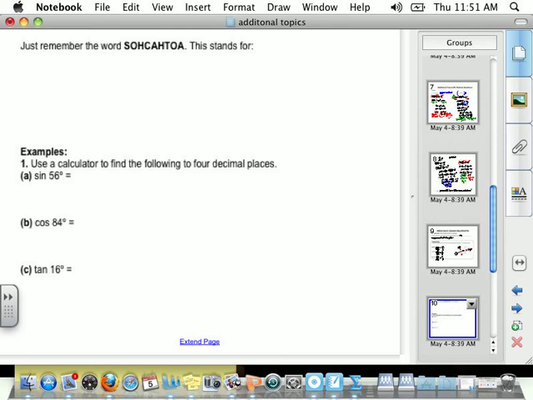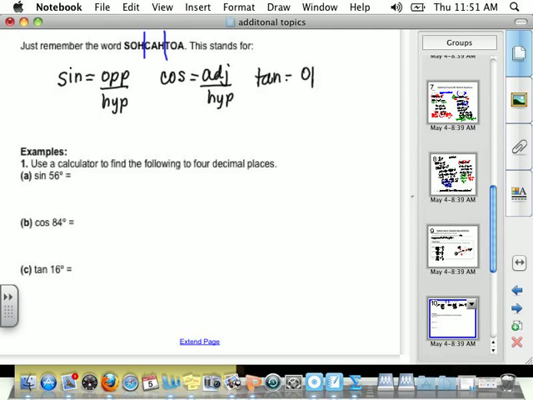So Sohcahtoa is a way you remember sine, cosine, and tangent. Sine is opposite over hypotenuse. Cosine is adjacent over hypotenuse. Tangent is opposite over adjacent. So soh, cah, toa.